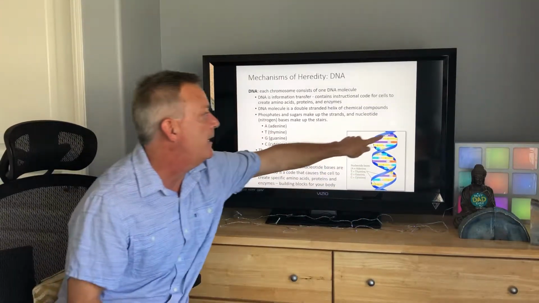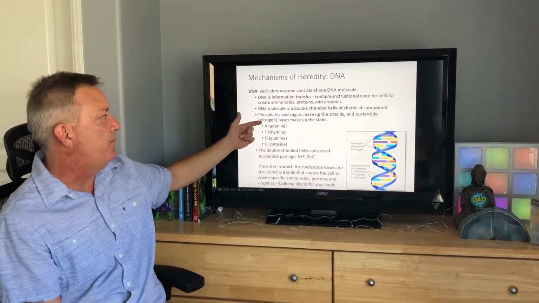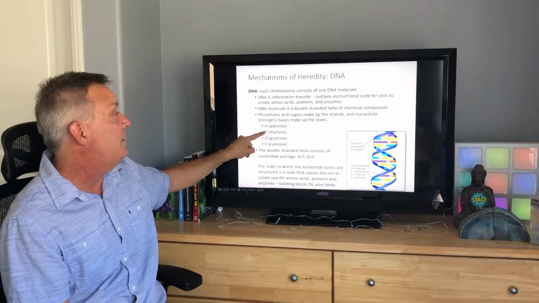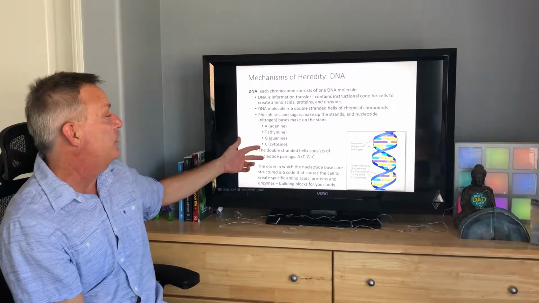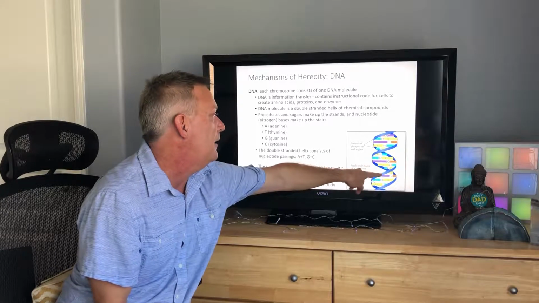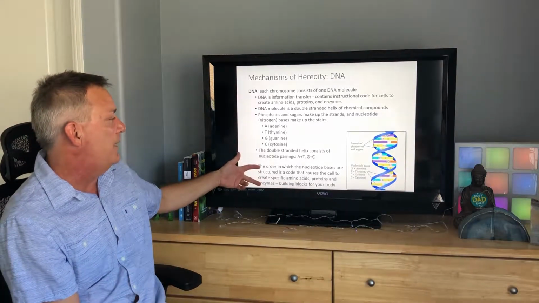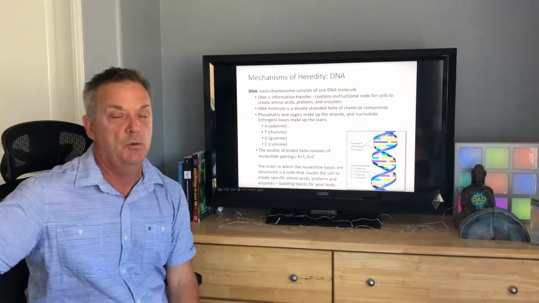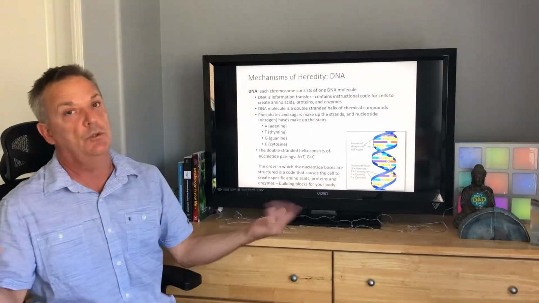The phosphates and the sugars make up the strands, and the nucleotide bases, which are made up of nitrogen, make up the stairs, and they are adenine, thymine, guanine, and cytosine. And the double-stranded helix consists of nucleotide pairings, so you'll always see the adenine with the thymine and the cytosine with the guanine. The order in which the nucleotide bases are structured is a code that causes the cell to create specific amino acids, proteins, and enzymes, like I said, which are the building blocks of who you are. So really the order in which these are structured is going to create your characteristics.